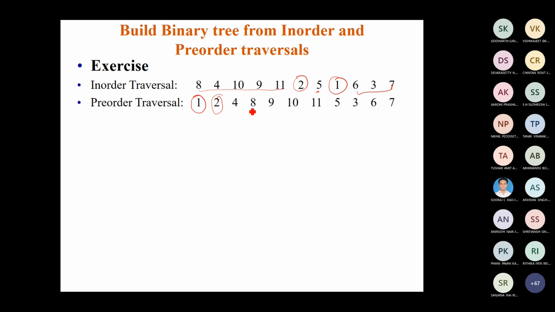Then go and identify the next one, that is 4. 4 is located somewhere in the in-order traversal. We have only one node, that is 8. This 8 is going to become the left child of this 4. And 10, 9, and 11 are the right child of the 4. Then identify the next number. Somewhere I made a mistake. That is 4.